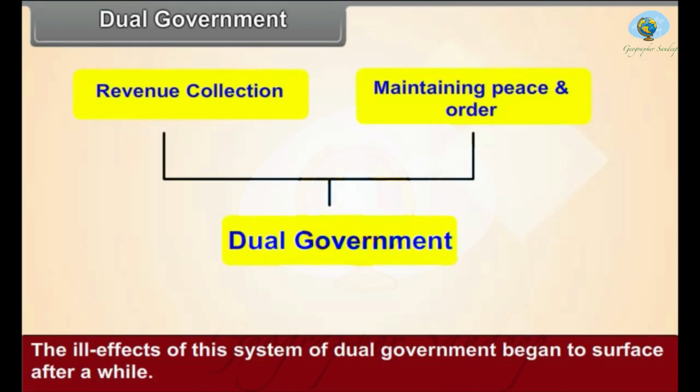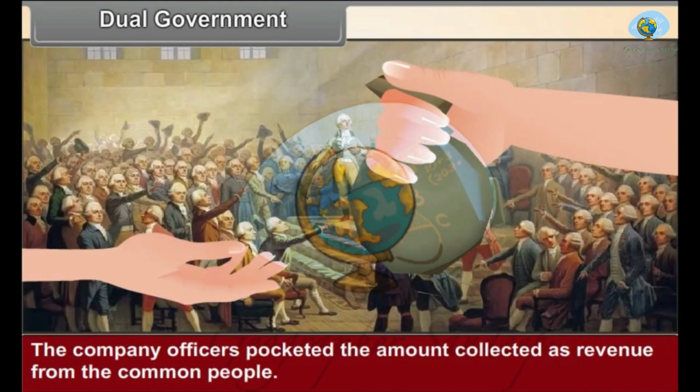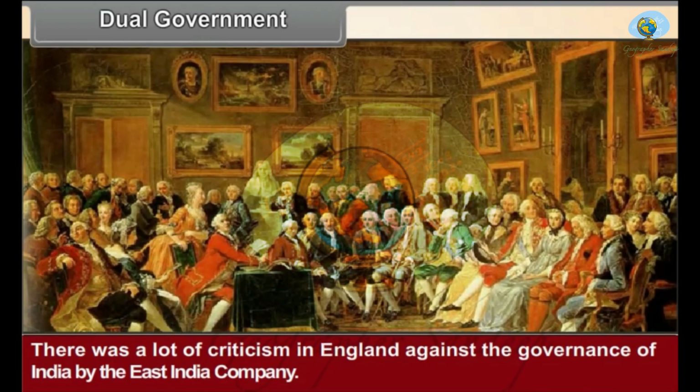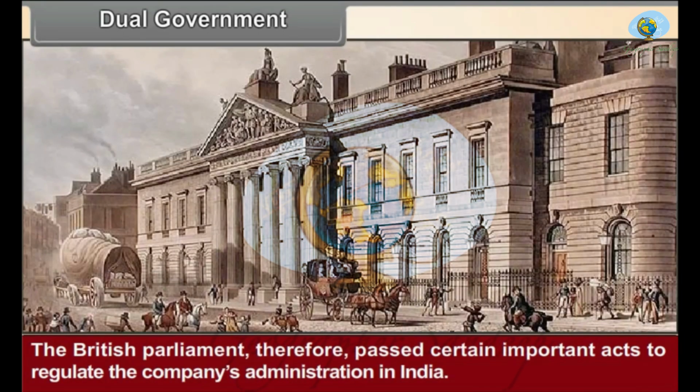The company officers pocketed the amount collected as revenue from the common people. Many British merchants were envious of the East India Company as it had been granted the monopoly of trade with India. There was a lot of criticism in England against the governance of India by the East India Company. The British Parliament, therefore, passed certain important acts to regulate the company's administration in India.